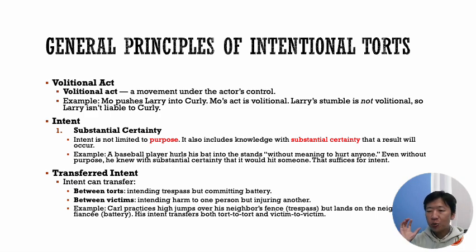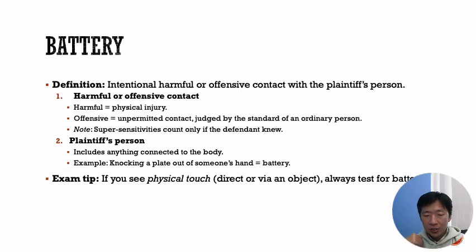Okay, so now enough preparation for the intent. Now we're going to dive into the 7 different intentional torts. Okay, so now let's dive into the first intentional tort, battery. Battery is very testable. Let's take a look at the definition. Battery is intentional harmful or offensive contact with the plaintiff's person.